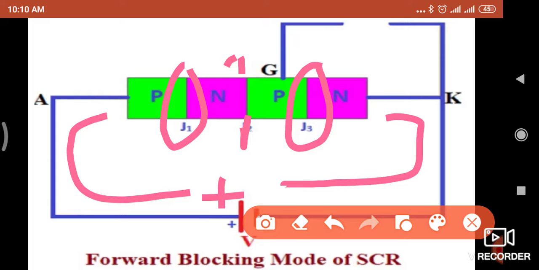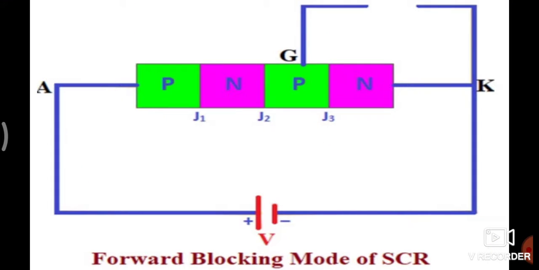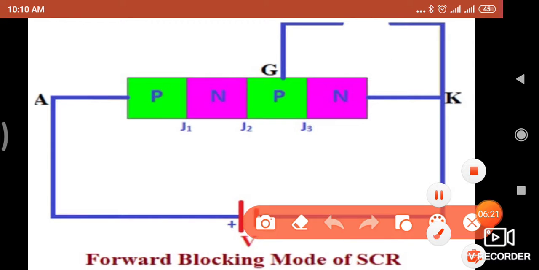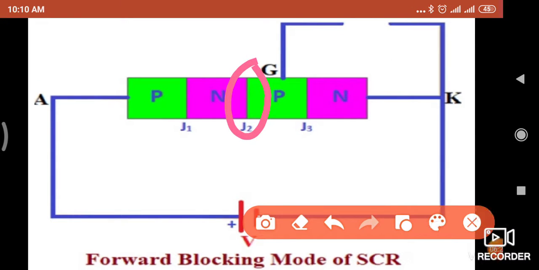If you observe, J1 is in conduction mode, J3 is in conduction mode, which means electrons flow from junction J1 and electrons flow from junction J3 also, but electrons do not flow through junction J2. Why? Because it is in reverse bias mode, so it does not allow the current. It acts like a barrier in this mode.